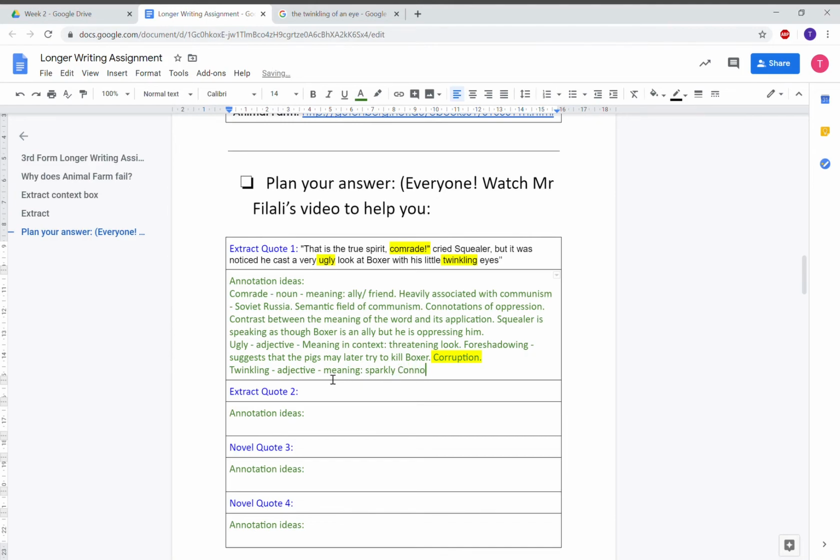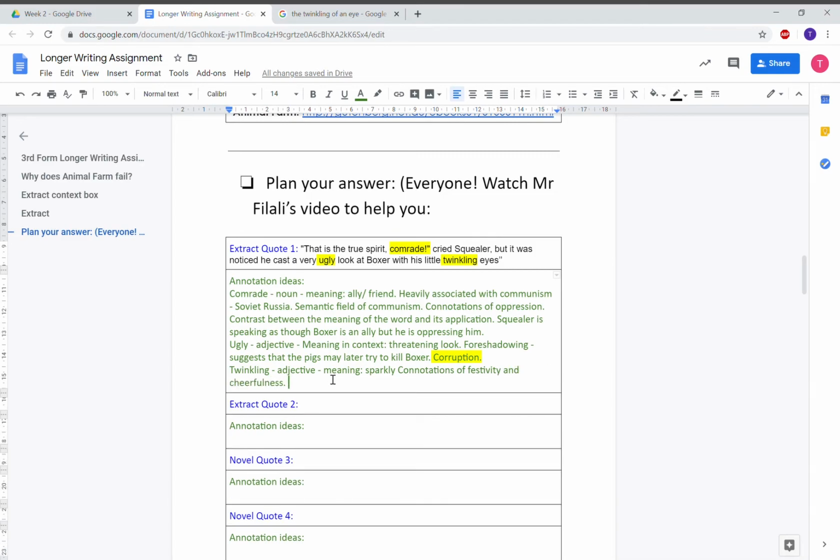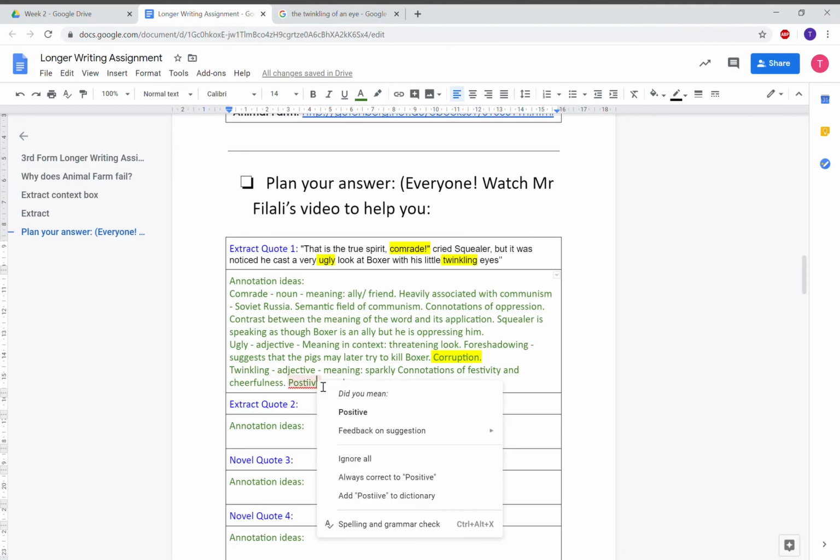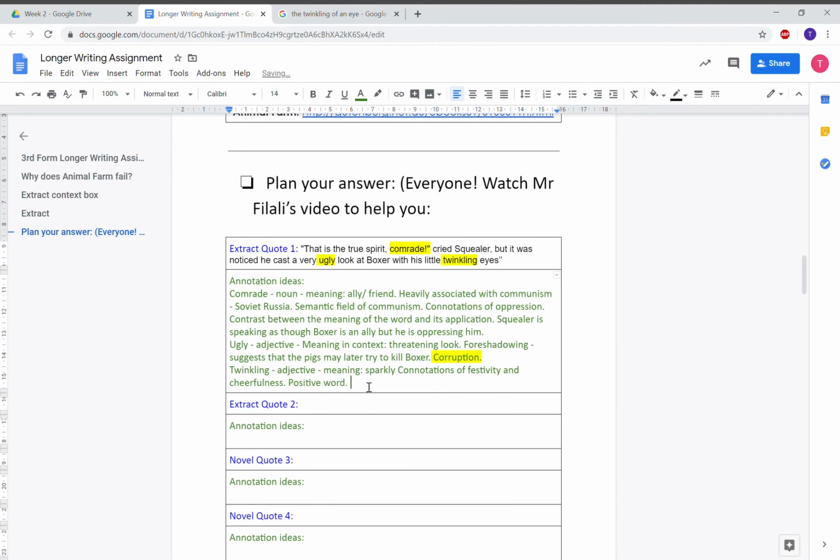It has connotations of festivity and cheerfulness. It's quite a positive word. If you think, for example, twinkle, twinkle, little star, how I wonder what you are. I'm sure you know that song.